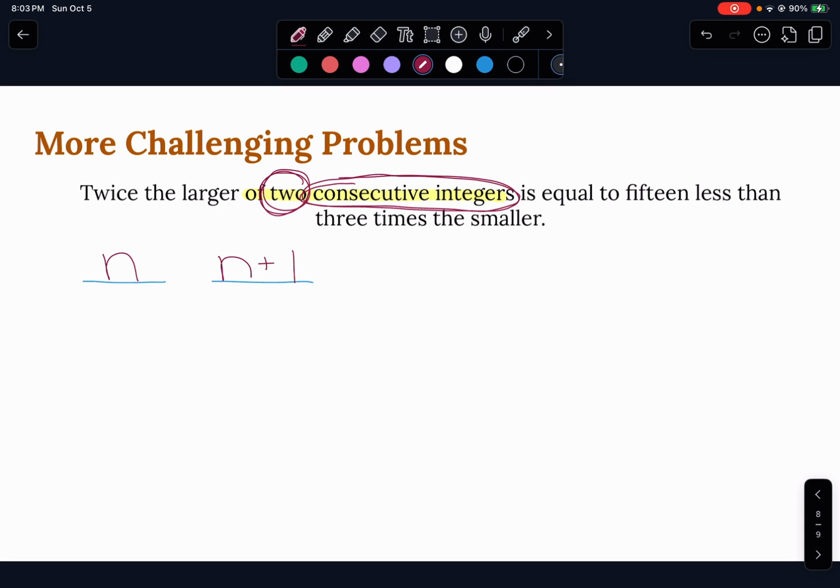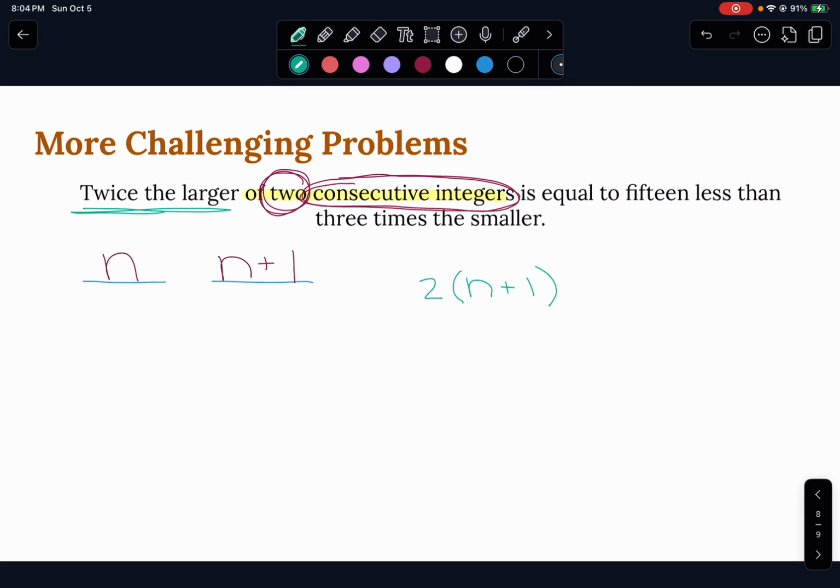So let's decode this now. I'm told that twice the larger. Well, I know that this is the larger integer. Pick any number. Let's just say n was equal to 3. Well, if this is 3, 3 plus 1 is 4. So I know this has to be the larger integer. So twice the larger, I'm going to say is 2 times n plus 1. That's saying twice the larger integer.